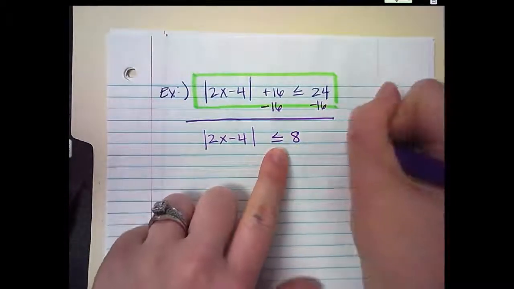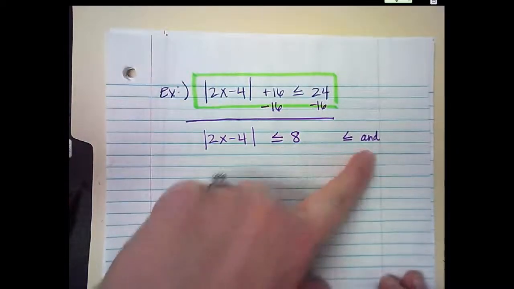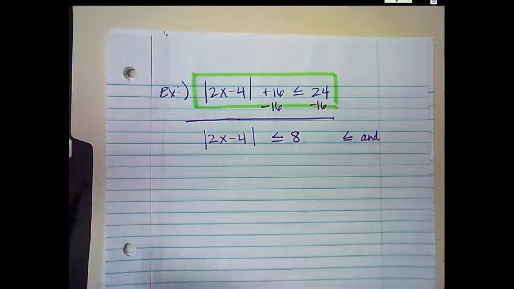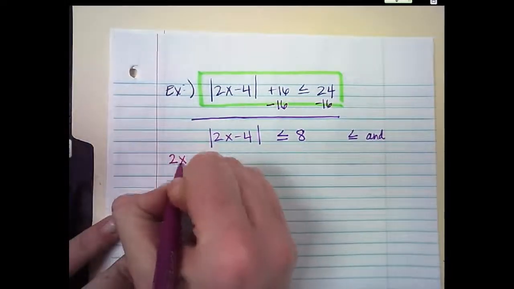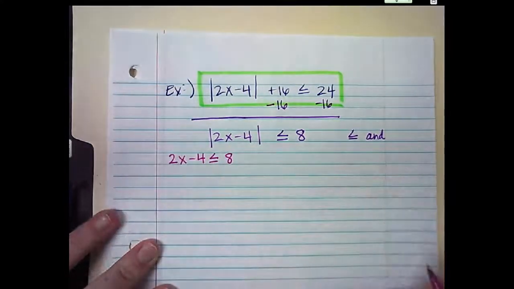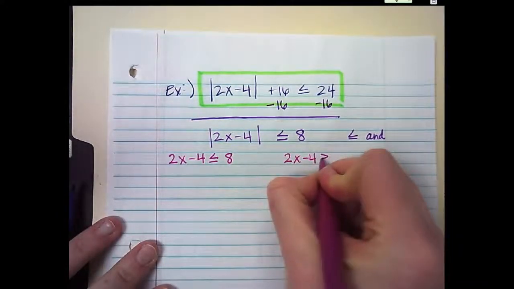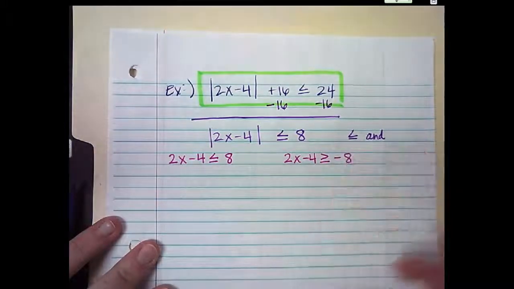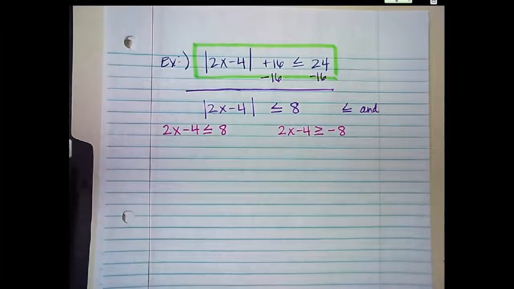So I see a less than. Less than is what? And or? And. Okay, and this is just going to help us check in the end that we have our answer correct. So then go ahead and split it up. 2x minus 4 is less than or equal to 8. 2x minus 4 is greater than or equal to negative 8. Make sure you flip the sign over here. And then go ahead and solve for x.